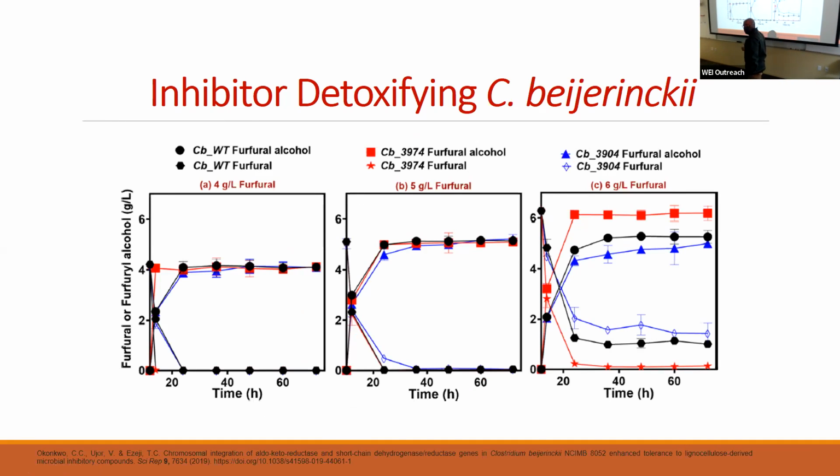Yes, one of them is growing better than the others. Does that translate to enhanced furfural detoxification? Now, at 4 grams per liter, we didn't see that much, a little bit at 5 grams per liter. But if you look at 6 grams per liter, if you recall, we take furfural and reduce it under anaerobic conditions where these organisms grow, converting it to furfuryl alcohol. Clearly, this is the furfuryl alcohol produced by our 3974 strain. We can see that it definitely has a higher capacity to detoxify furfural than the other two strains.